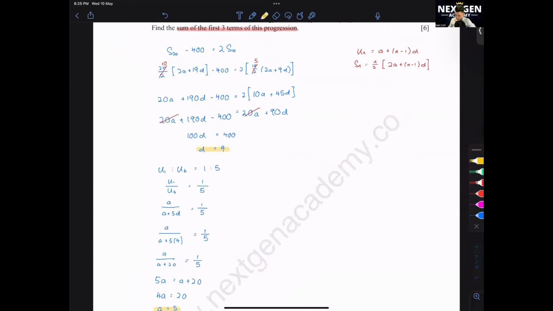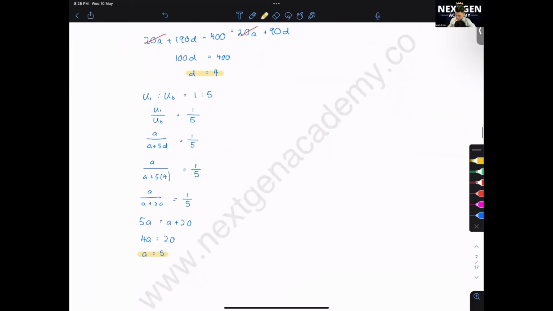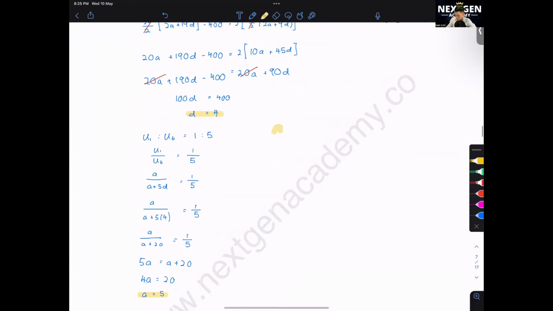Then what does the question want? Find the sum of the first 3 terms of this progression. So the sum of the first 3 terms means S3. So I'm going to put in here n over 2, (2a + (n minus 1)d). What's my value here? A equals 5, d equals 4. So I will get 3 over 2, (2 times 5 + 2 times 4). Slowly do here, 2 times 5 + 2 times 4, you get 18. 18 times 3 over 2, you get 27 over here.